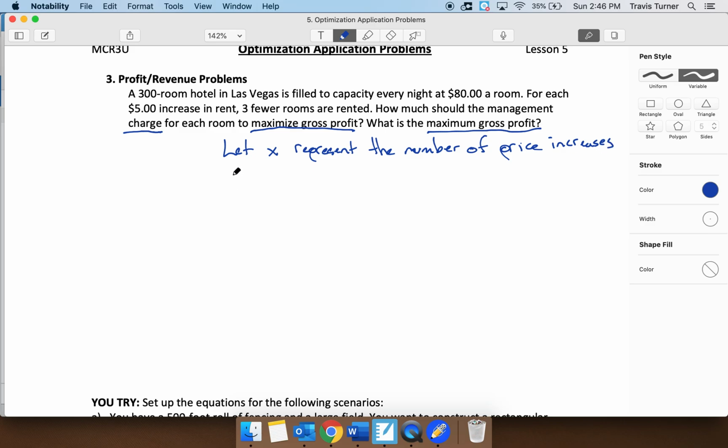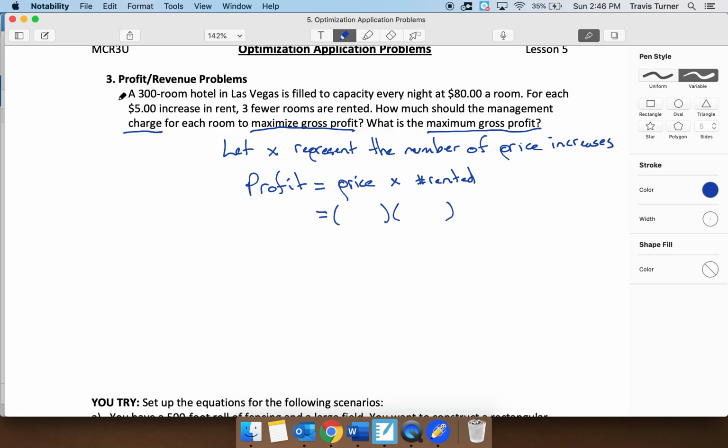So when you do these questions, profit or revenue, profit is always going to be considered price of what you sell times the number sold, or number rented in this case. So we've got the price of the rooms times the number rented. So we need an expression for price and an expression for the number rented. When you set these up, you're always going to have these two things multiplied together.